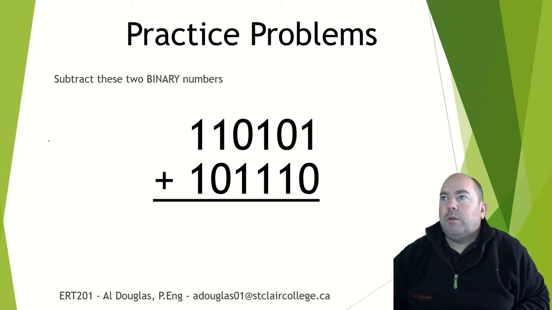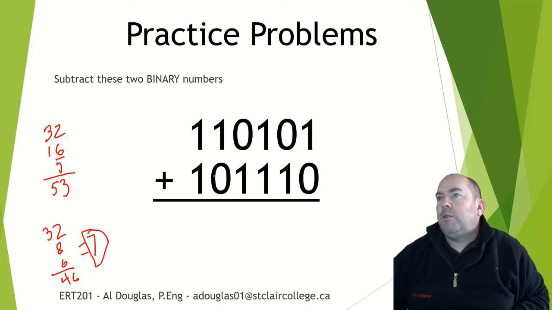So this one on the top is 32 plus 16 plus 5. I want to figure out what these are first. 51, 53. 53 minus 32 plus 8 plus 6. I guess 53 minus 46 equals 7. So the result should be 7 here. Just want to make sure we get that in the end.